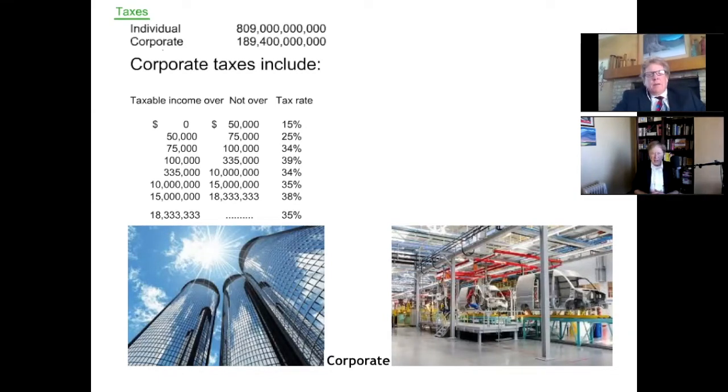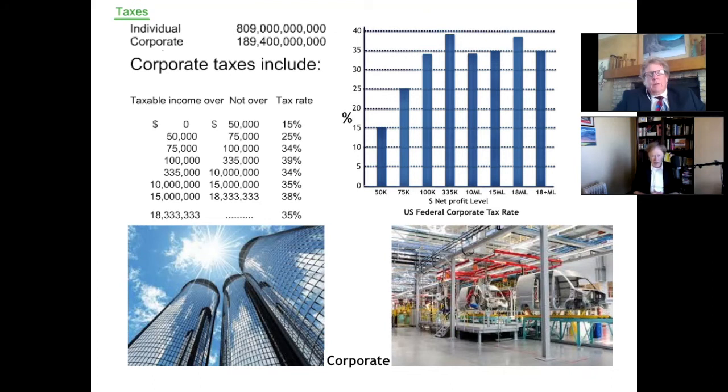So corporate taxes are progressive taxes on net income or profits. And we can see it's progressive because the higher the profit net income level, the greater the rate of taxation. At the extreme, it's 39% for the mid-range corporate profits, and it's 15% for the smaller corporate profits, leveling off to 35% for the largest corporate profits over $18.3 million.